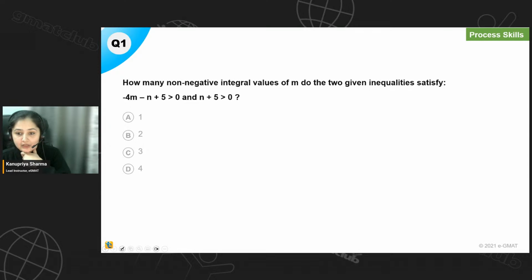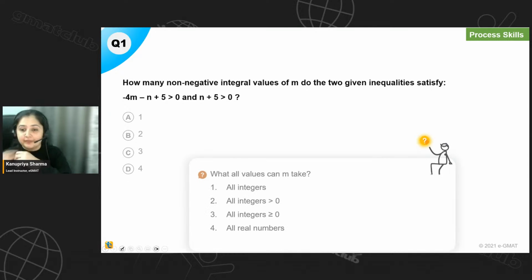So, first of all, tell me, what all values can M take here? If M can take all integers, write 1. If M can take all integers greater than 0, write 2. If it can take all integers greater than or equal to 0, write 3. And if it can take all real numbers, write 4. Quick answers. What did you consider M to be? All right. Anything else? 3, 3. Good. 3. That's good.